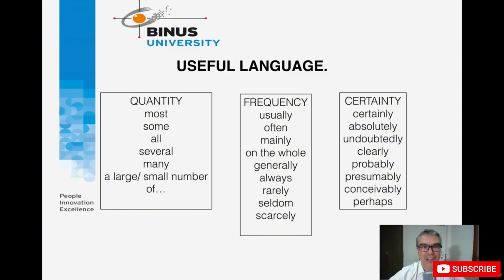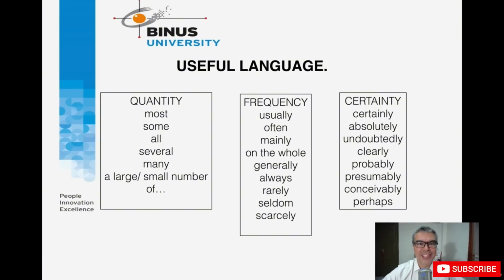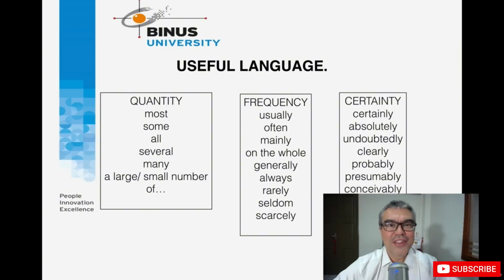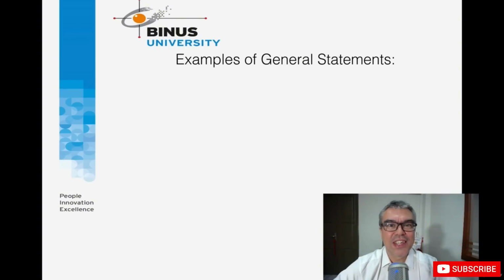Anyway, let's look at some useful words that you can use when you want to generalize in terms of certainty. So we have certainly, absolutely, undoubtedly, clearly, probably, presumably, and conceivably or perhaps. So that is the useful language. Let's look at some example sentences and you can see how to use these generalizing strategies.